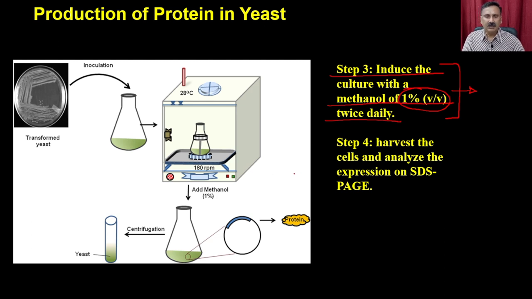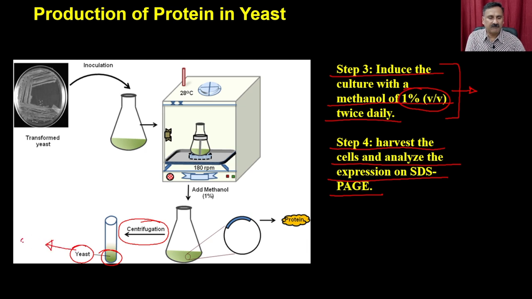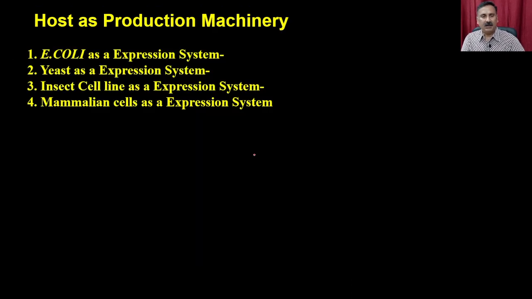Then in step four, you are going to harvest the cells and analyze the expression on SDS-PAGE. You centrifuge the cells, which gives you the cell pellet, and that cell pellet you can break open, and that is how you analyze the expression of the protein on SDS-PAGE. So this is all about protein production in the yeast expression system. Now let's move on to the next system, which is the insect cell line as an expression system.